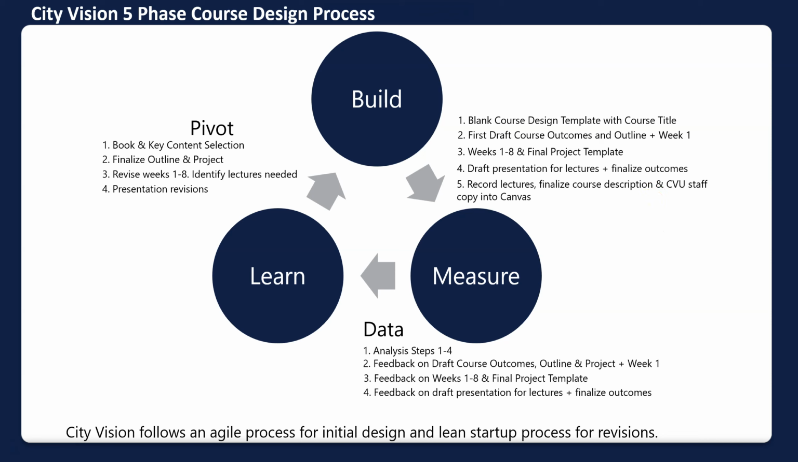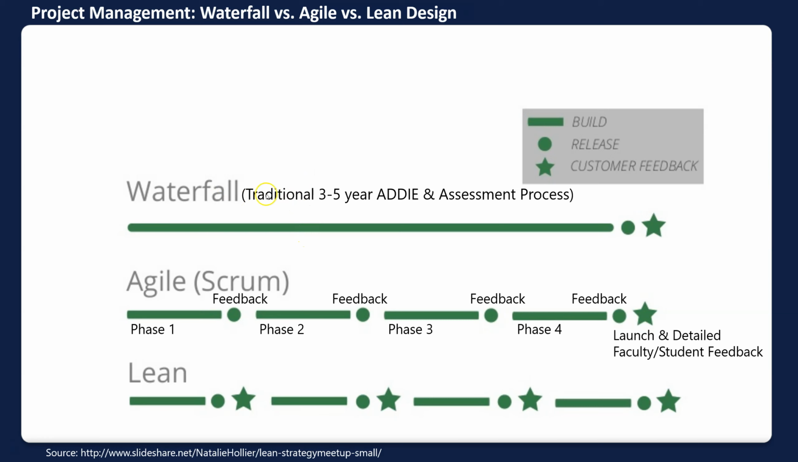So, again, the differences between Waterfall, Agile, or sometimes in software it's called Scrum, and Lean, as I explained. Waterfall is 3 to 5 years. Agile, you get feedback, and that's what we're doing in this process. But with Lean, you're getting feedback from the students. So, for us, as you're going through the 5 phases, I'm giving you feedback. But then as each year or each time we offer the course, we're collecting faculty feedback on the course. Often it will be a detailed feedback form and student feedback.